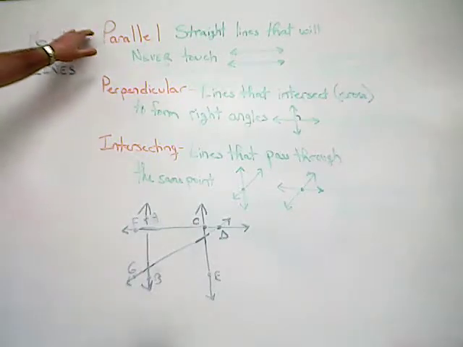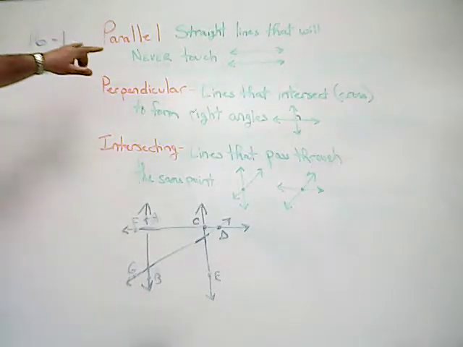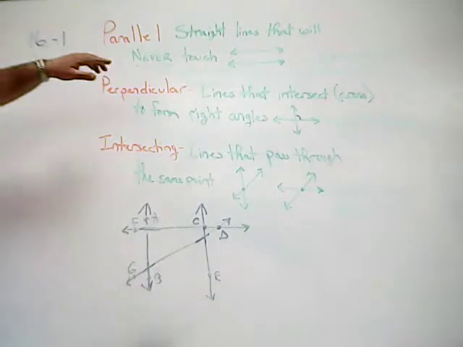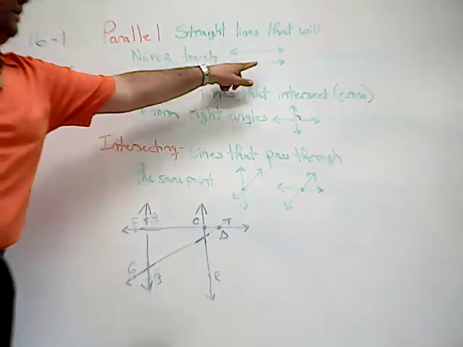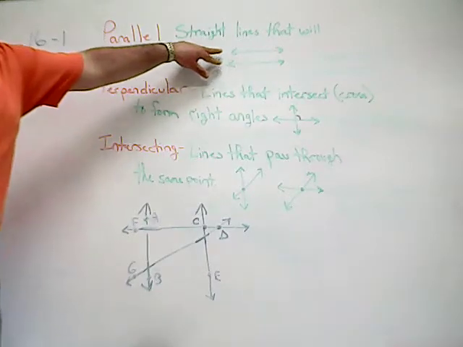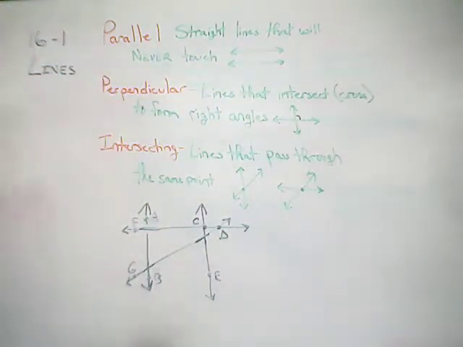Parallel lines are straight lines that will never ever touch. Now remember, by definition, a line is a straight angle that will go in two directions forever. So that's why I have my arrows at the end of each of my examples. So these lines, no matter how long they go on forever, will never ever touch.